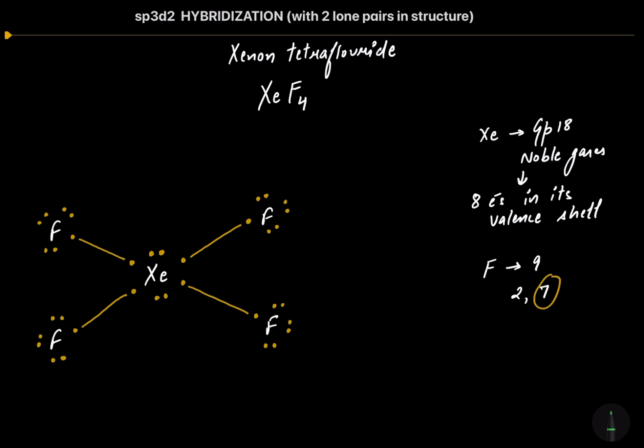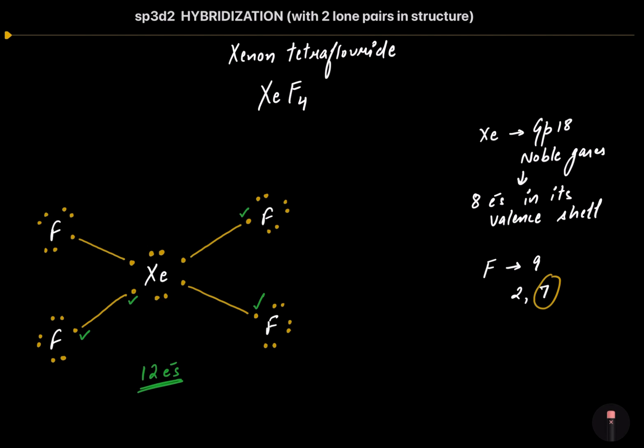Now let's count the number of valence electrons of xenon after the formation of 4 bonds with 4 fluorine atoms. So that's the first electron, second, third, fourth, fifth, sixth, seventh, eighth, ninth, 10th, 11th and the 12th. So that means xenon has attained 12 electrons in its valence shell after the formation of 4 bonds with 4 fluorine atoms. So this is the case of expansion of octet.